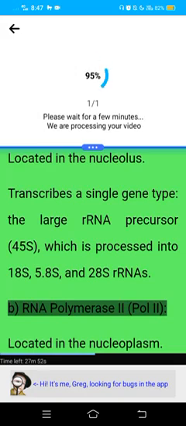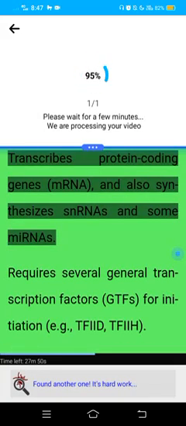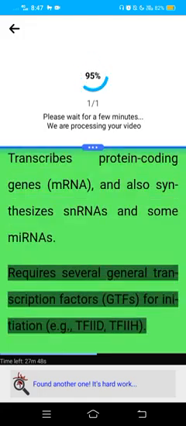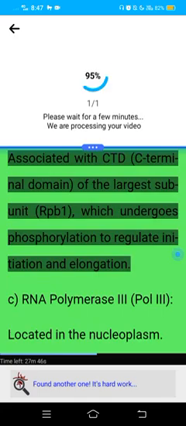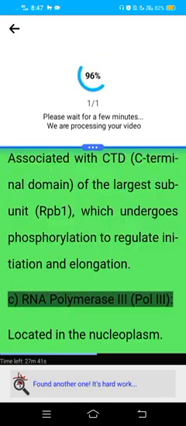B. RNA polymerase II, Pol II, located in the nucleoplasm, transcribes protein coding genes, mRNA, and also synthesizes snRNAs and some microRNAs. Requires several general transcription factors, GTFs, for initiation, e.g., TFIID, TFIIH. Associated with the CTD, C-terminal domain of the largest subunit RPB1, which undergoes phosphorylation to regulate initiation and elongation.